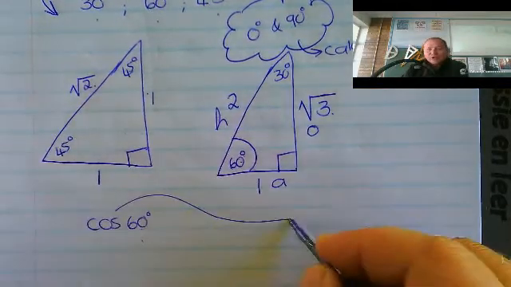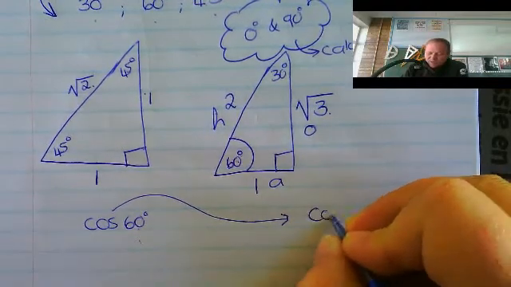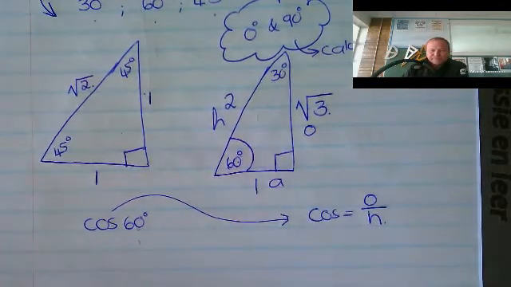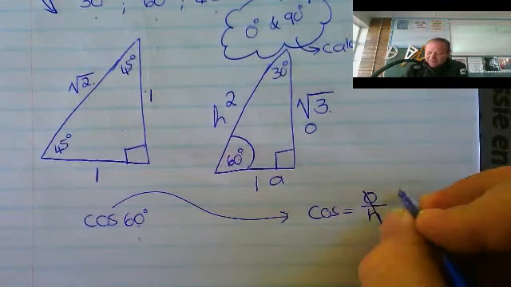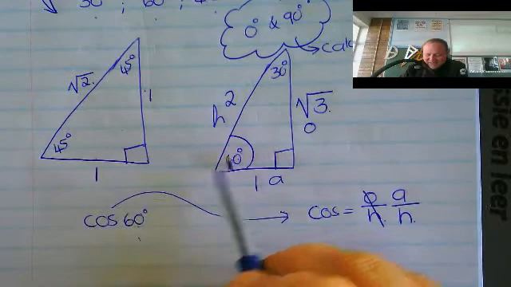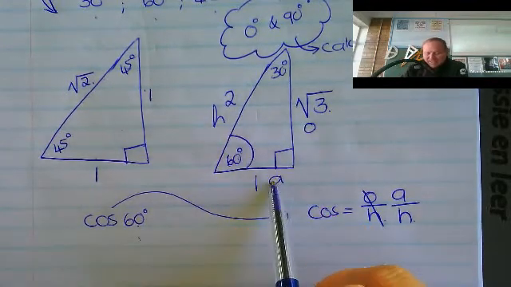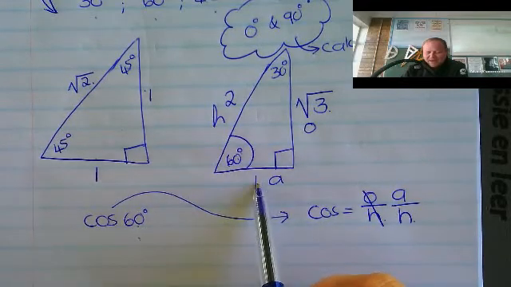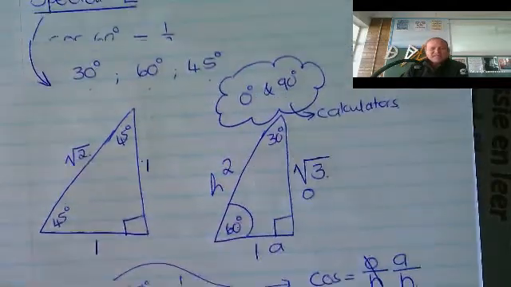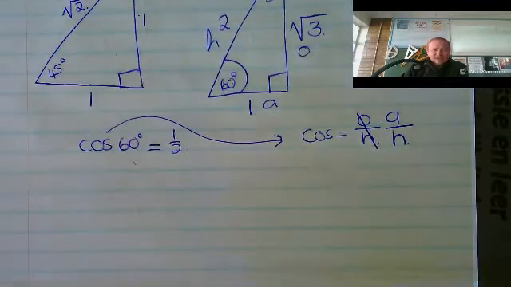Now you must go back to SOHCAHTOA. So cos is equal to opposite over hypotenuse. Sorry, adjacent over hypotenuse. So I'm going to stand there. Adjacent is here, hypotenuse is there. So it's A over H, so it's 1 over 2. And that was the same answer that we got here. Okay, let's do another example.